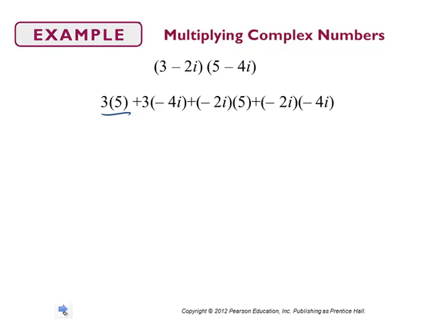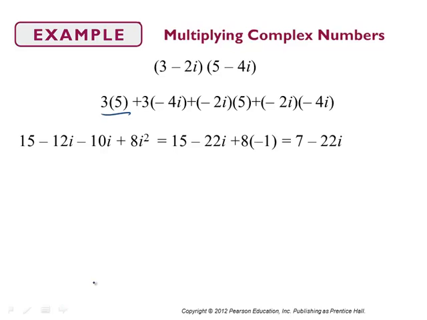Now, 3 times 5 is 15, right? And 3 times negative 4i is going to be negative 12i. And negative 2i times 5 is negative 10i. And negative 2i times negative 4i is going to be, well, negative 2 times negative 4 is positive 8. Then you have i times i is i squared. But remember that i squared is negative 1. So we're going to have a minus 8 there. And 15 minus 8 is 7. So we're going to have a 7 minus 2i. Sorry, 7 minus 22i.